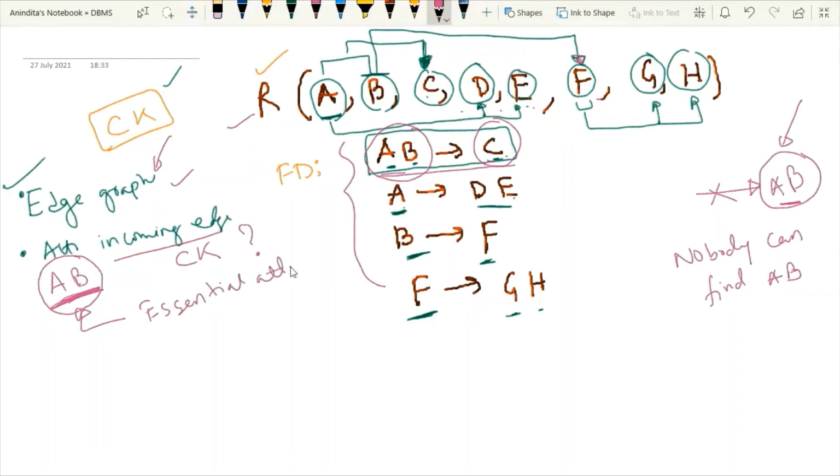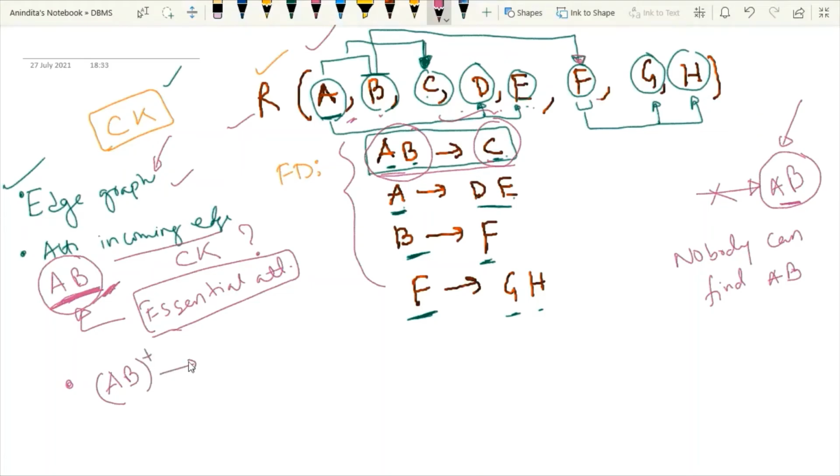So there will be one question, what do you mean by essential attribute? According to this definition, the attributes that do not have any incoming edge. In simple words, if no other attribute can find some attributes, those are essential attributes. So we have identified these essential attributes. So once you have got the essential attribute, now you go for step number 3. That is, find out the closure of the essential attributes.